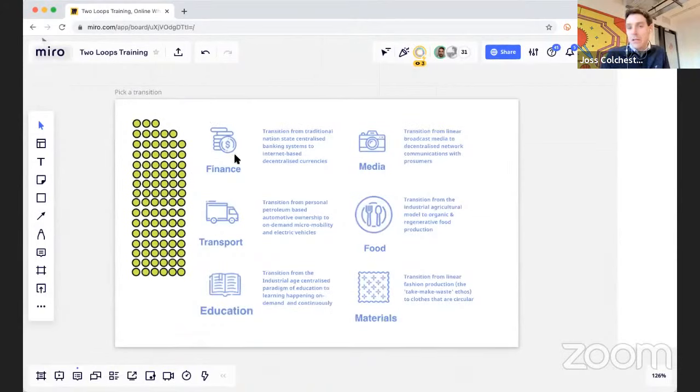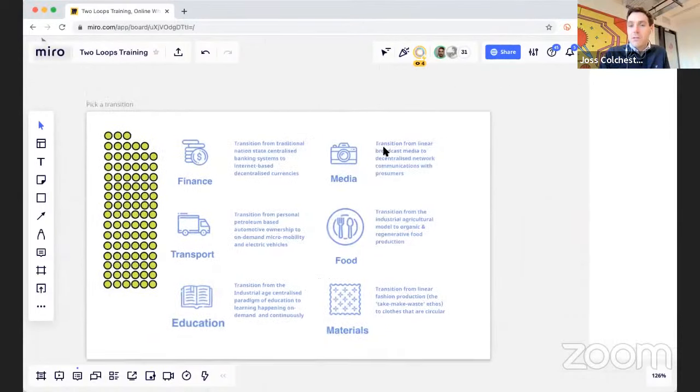Do we want to think about the transition from the traditional nation-state centralized banking system to internet-based decentralized global digital currencies? We're going to talk about media. So these are all examples of transitions in complex systems. In the media, we know that big changes have been happening, big disruptions. We've made a substantial transition from that industrial age centralized broadcast media to decentralized network communications, where we're all producers and consumers and we can exchange peer-to-peer. It's a very different model. There's obviously a transition going on there. Is that what we want to talk about?